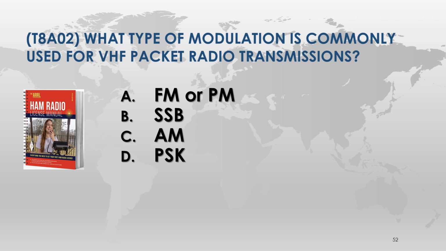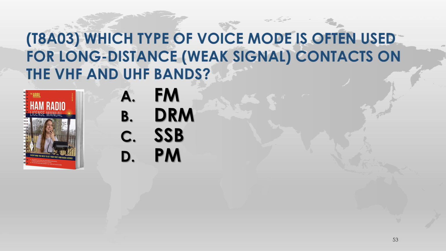Oh, I thought that was UHF. No, it says VHF. Bravo. VHF is Bravo? Oh, no, I heard you, but on Alpha. I didn't know if you were changing your mind. FM or PM? What is PM? Phase. Phase modulation. Which type of voice mode is often used for long distance weak signal contacts on the VHF and UHF bands?